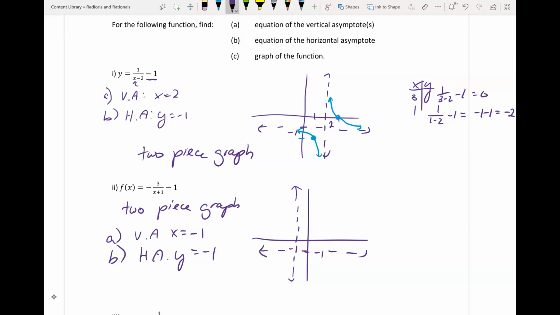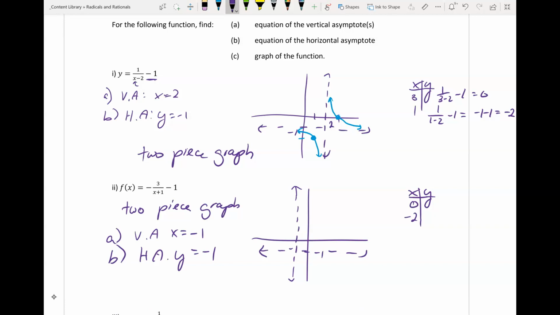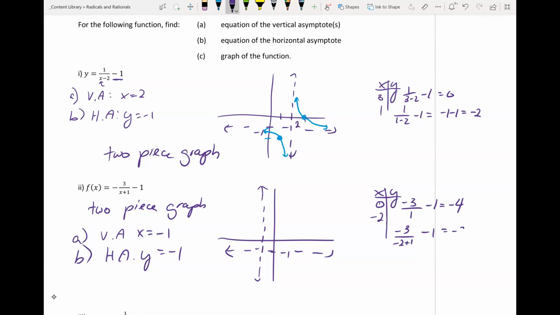Now I'm going to find 2 points, one on each side of a vertical asymptote. So I'm going to pick 0. And then I'll also pick -2. Okay, so we're going to have -3 over 1 minus 1, which is -4. Then I'll have -2 plus 1 in the denominator, minus 1. So that is -3 over -1 minus 1, which means you have a +3 minus 1, and that's 2.